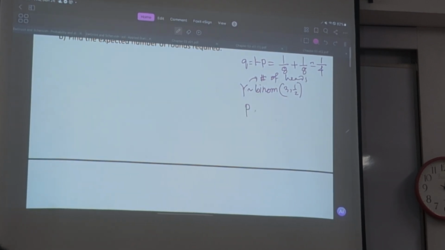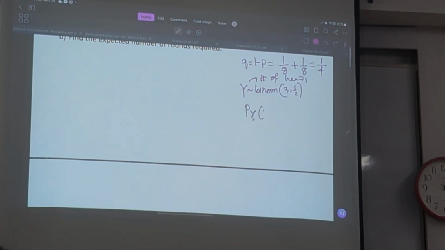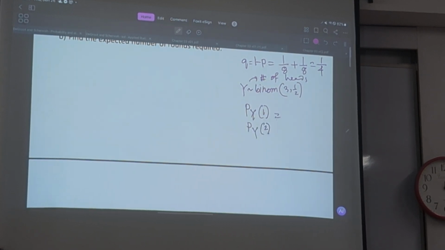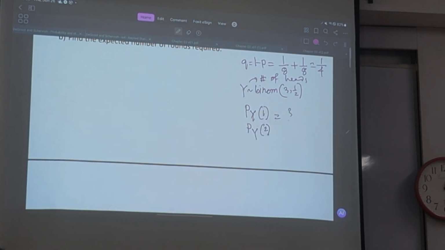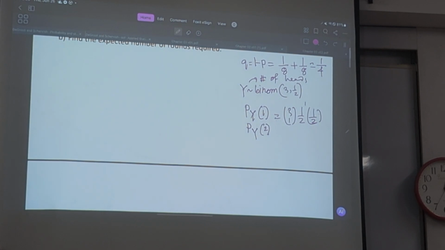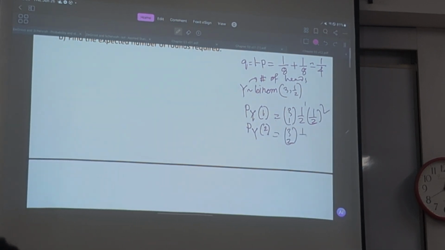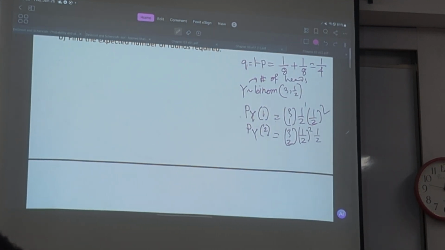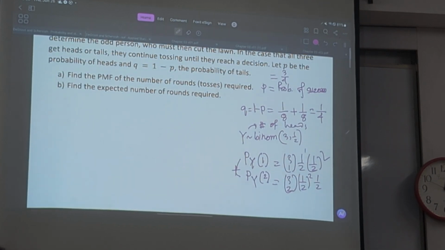Then you can calculate the probability that Y has a value 1 or the probability that Y has a value 2. Where the value 1 is 3 choose 1, half to the power 1, times half to the power 2. Where the value 2 is 3 choose 2, half to the power 2, times half. And then if you add these two, you should get this number.